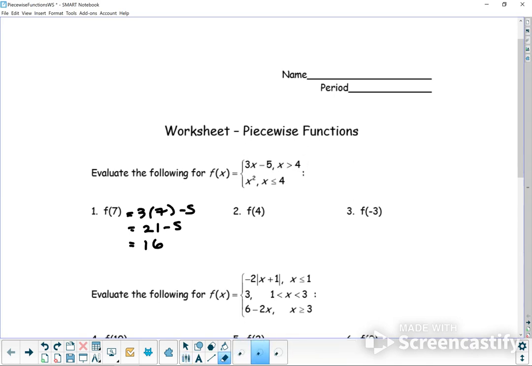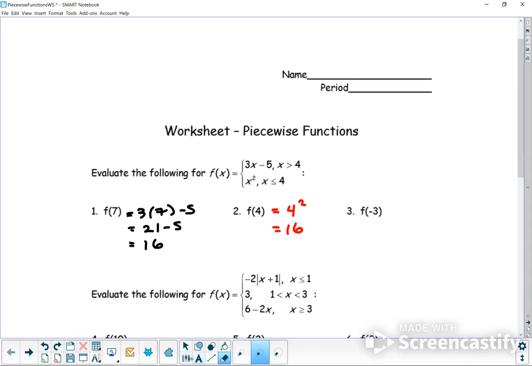This next one, we want f of 4. Because x is 4, we want to utilize this one, because the underline here tells you x is equal to 4. Up here, it says x is just bigger than 4. So we want to use the bottom equation, putting the 4 into the x squared. So this will be equal to 4 squared, which is also 16, just like the first one.